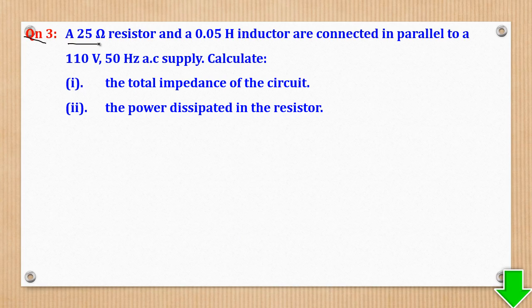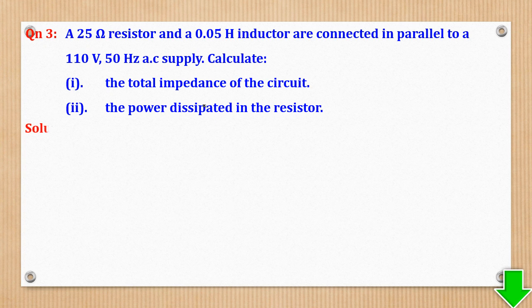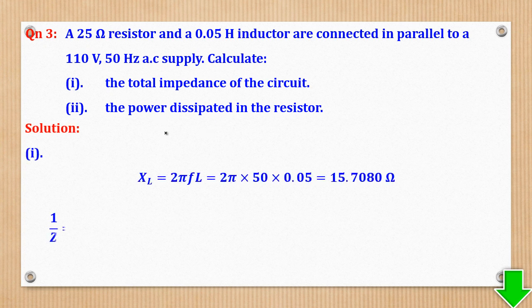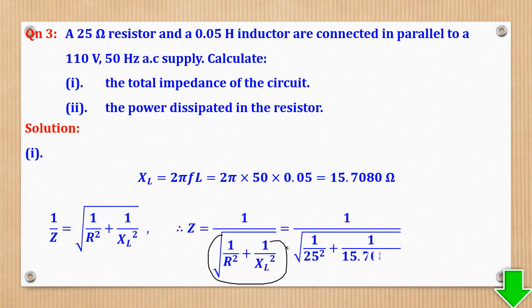Question 3, a 25 ohm resistor and a 0.05 Henry inductor are connected in parallel to a 110 volt 50 Hz AC supply. Calculate (i) the total impedance of the circuit and (ii) the power dissipated in the circuit. So first we shall get the inductive reactance, then you can get the impedance from 1 over square root of this, which you substitute and get the answer.